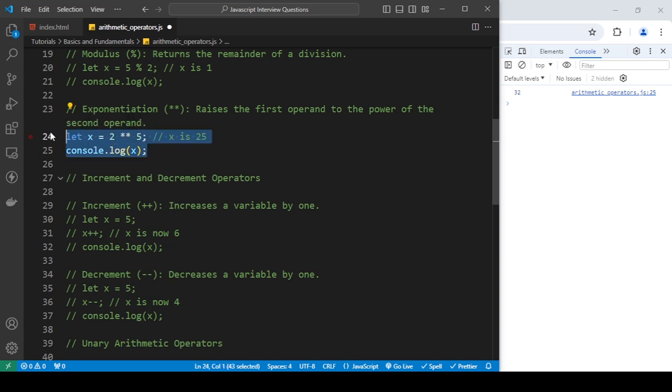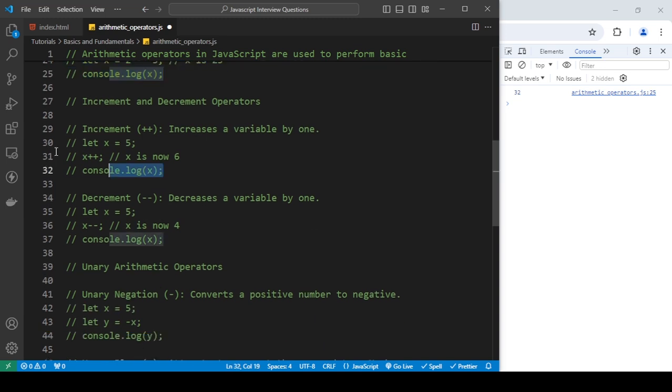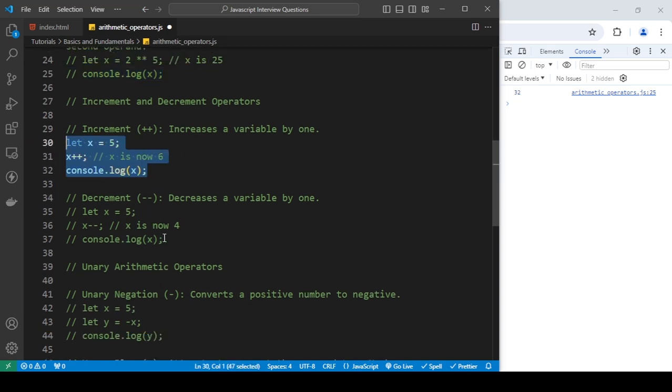So this was exponentiation, and let's go to this, which is the increment and decrement operators. This is really simple, and I'm just going to explain both of these at the same time. This isn't really that different.